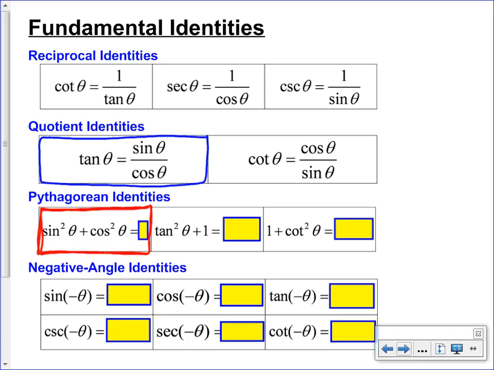Only one person knew that answer. All together, sine squared plus cosine squared equals 1. It's 1. Sine squared plus cosine squared is 1.